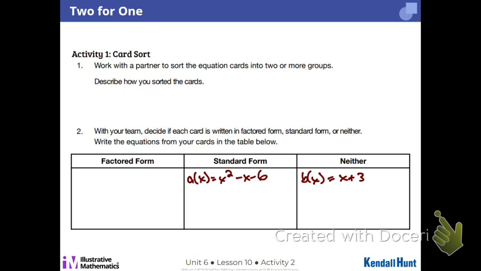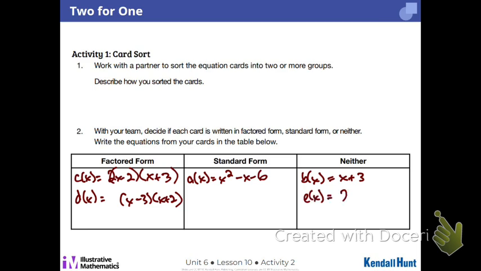C of x, factored form. I've got two linears multiplied by each other. D of x, factored form. Linear times linear. E of x, neither. That is an exponential function. F of x, factored. I've got a linear times a linear.